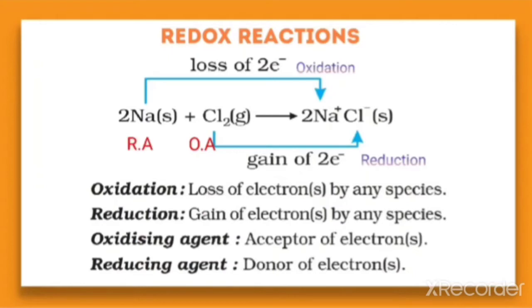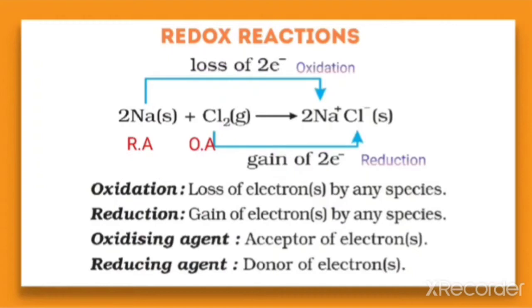So don't get confused. The sodium is undergoing oxidation, but it helps in the reduction by donating the electron, therefore it is acting as an agent for reduction, therefore it is called a reducing agent. So it is very clear from this equation that which is undergoing oxidation acts as a reducing agent, and which one is undergoing reduction acts as an oxidizing agent.